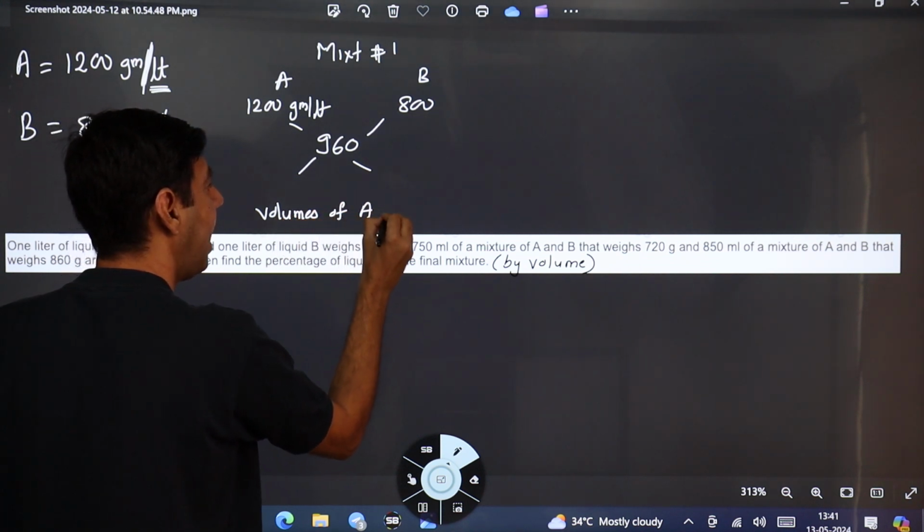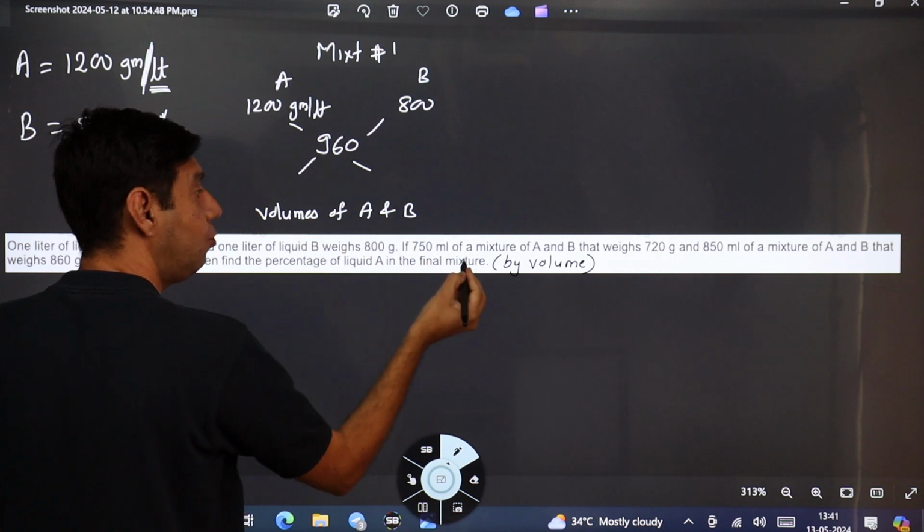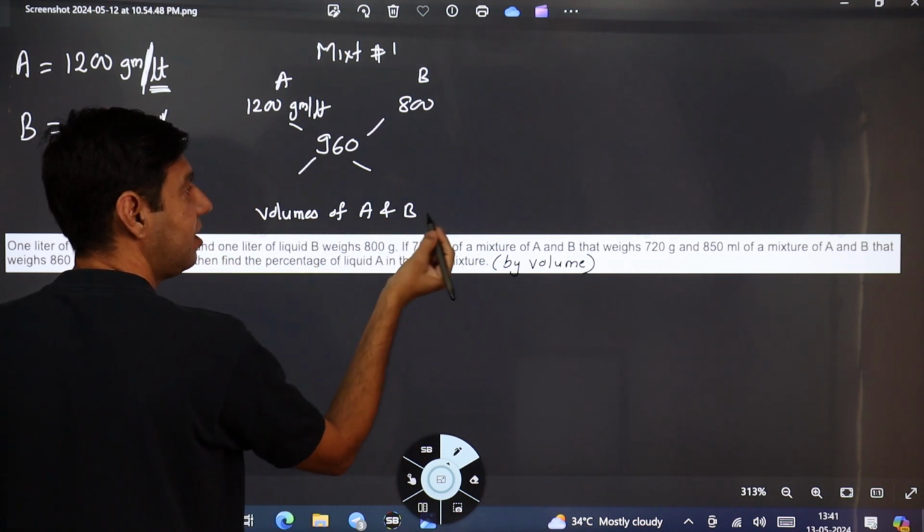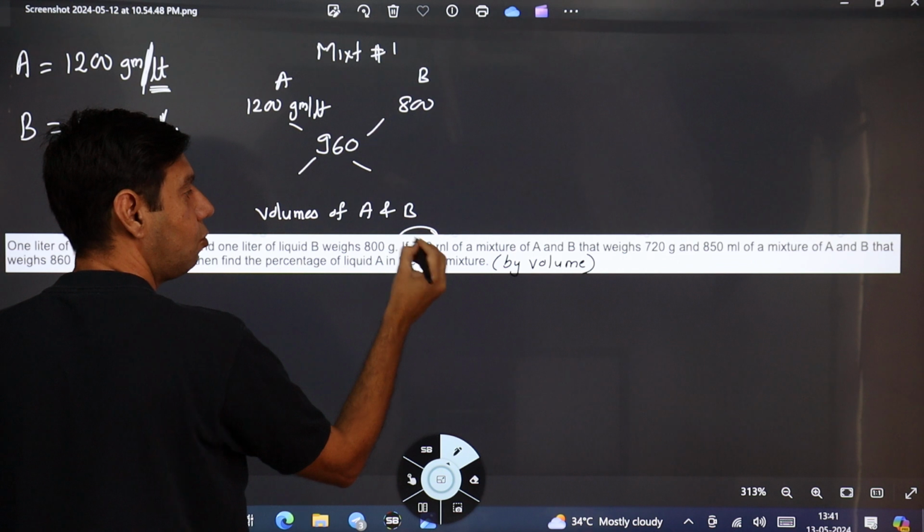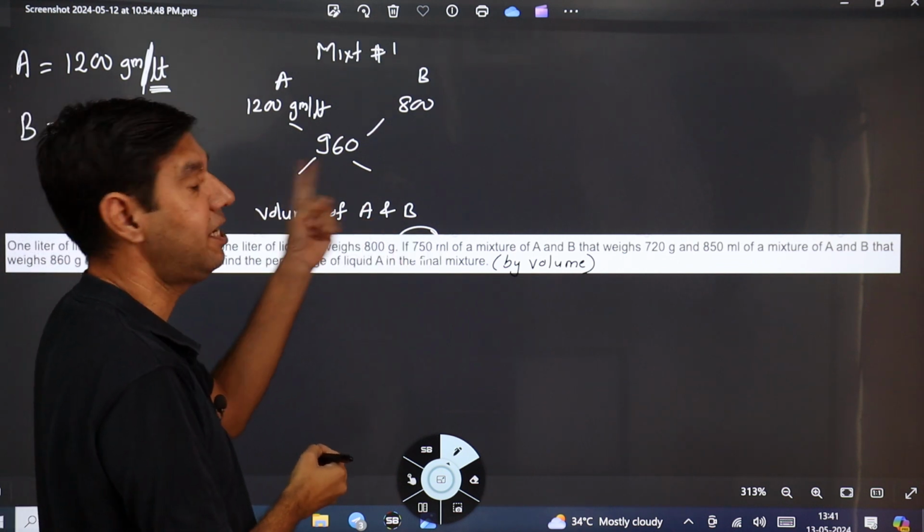Volumes of A and B. And we do know that A and B total 750. So if the total is 750, you can get the volumes individually.